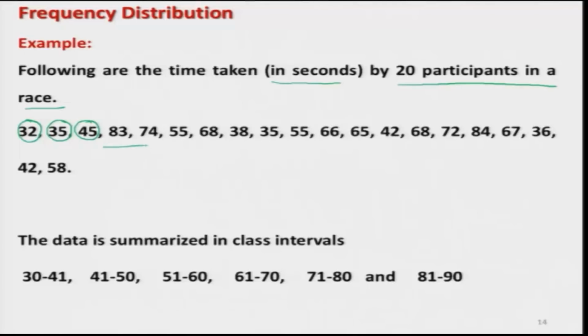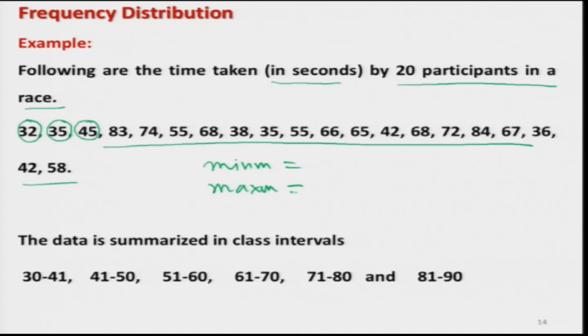Okay. So, now looking at this data, first we try to see what is the minimum value in this data and what is the maximum value in this data. So, I can see here that 32 is the minimum value and here 84 is the maximum value. So, the minimum value is 32 seconds and maximum value is 84 seconds.